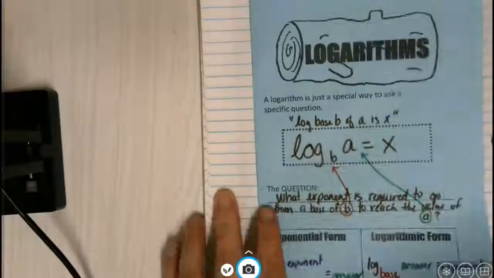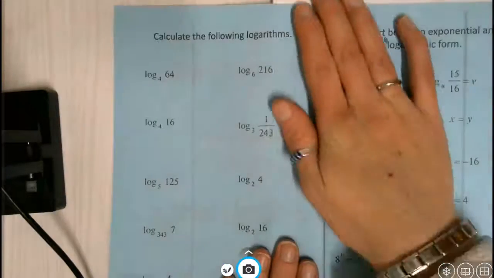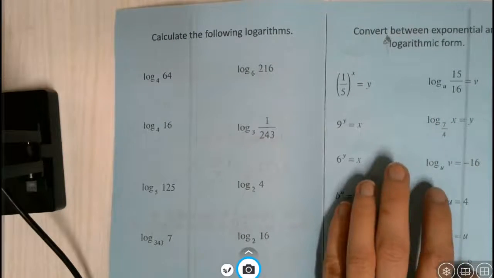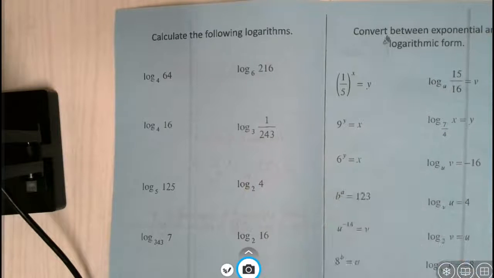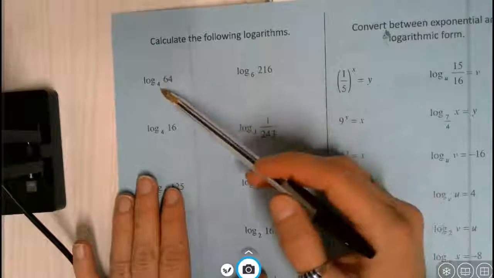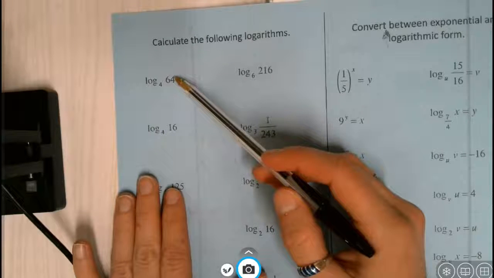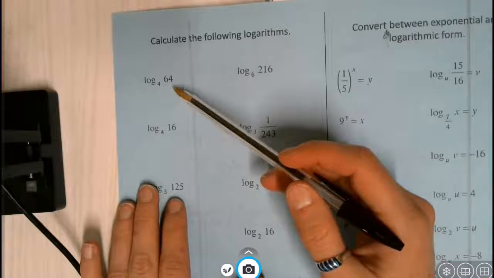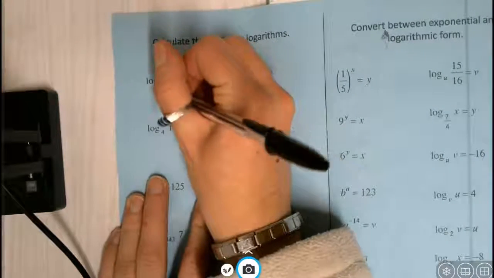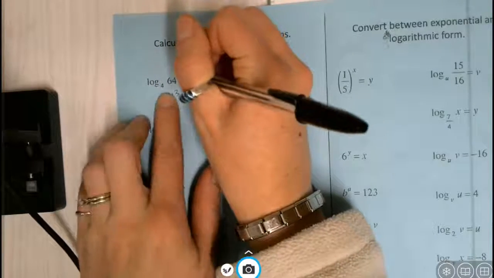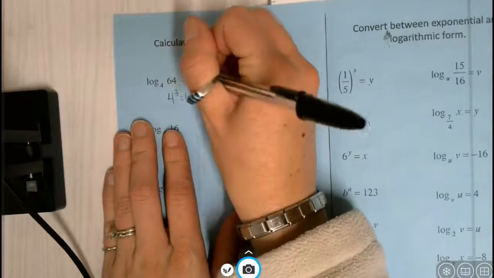I want to show you a couple of things. On the inside, we've got a couple that we're going to calculate, and then you're going to convert some between log and exponential for me, because the more we do this, the more comfortable we get. For this first one, the question I'm asking is, what exponent do I need to get from 4 to get to 64? What power of 4 gives you 64? Well, I know that 4 cubed is 64. So this answer, when I finish my log, is going to be 3.